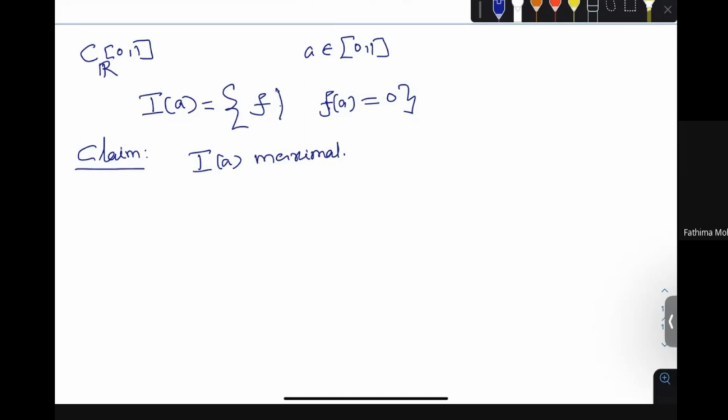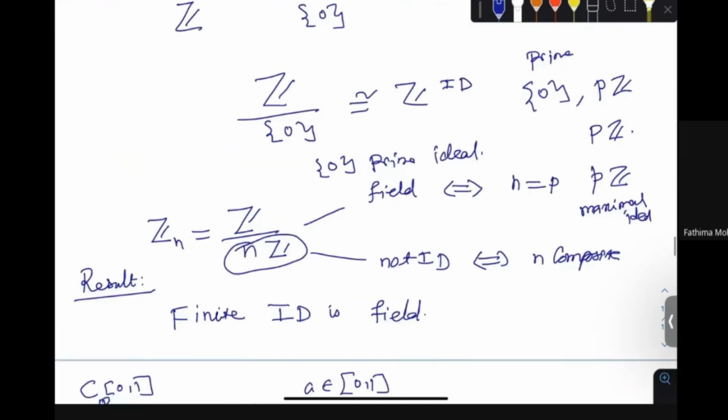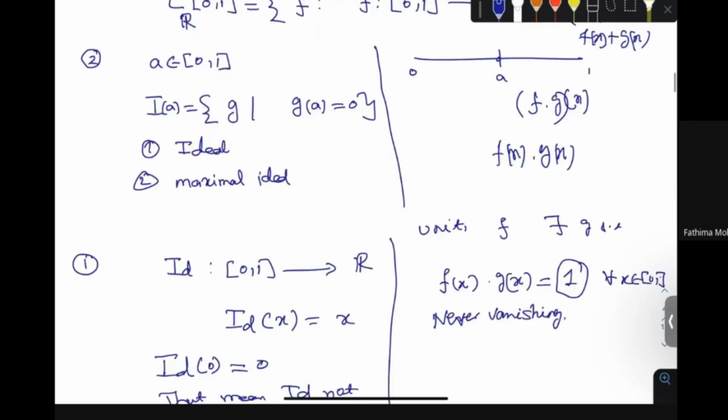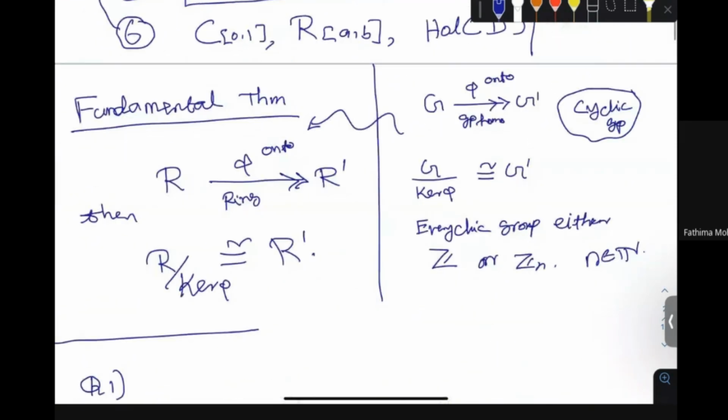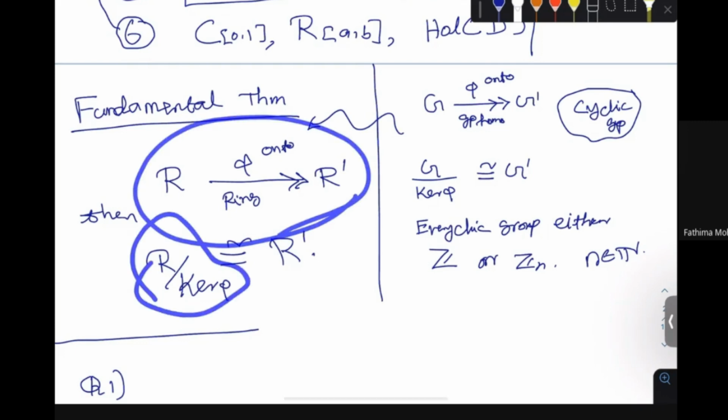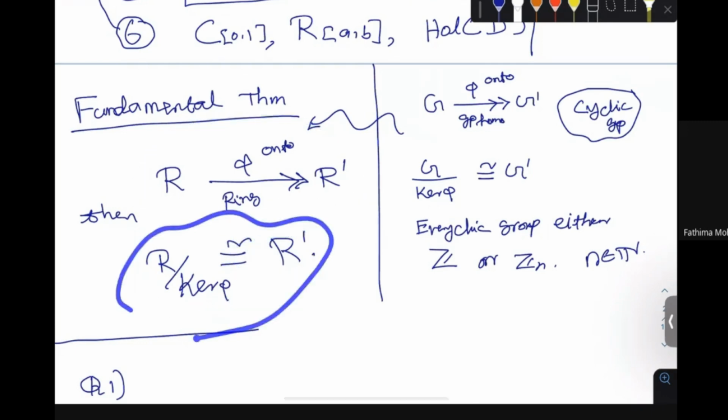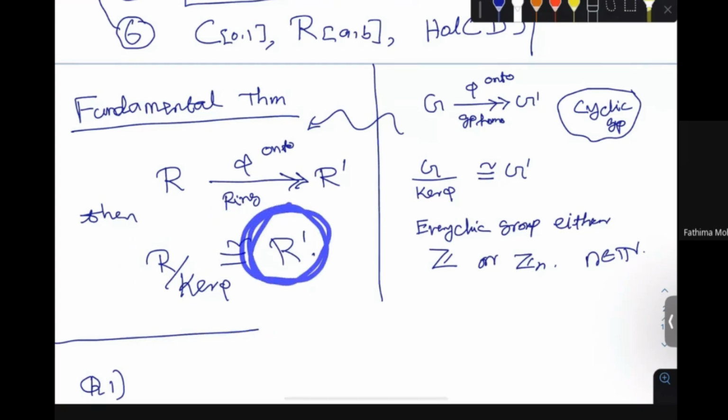I don't want to do that. Instead, I'm going to give you a trick for how to do this. That's what I told you about, the first fundamental theorem. If I give you an onto ring homomorphism between two rings, then R by kernel is isomorphic to the codomain. If it happens to be a field, this kernel becomes a maximal ideal.